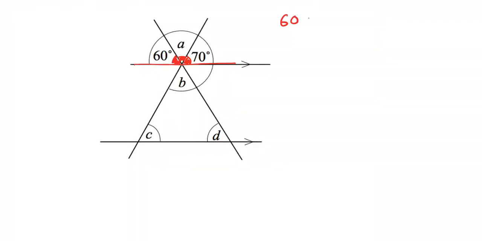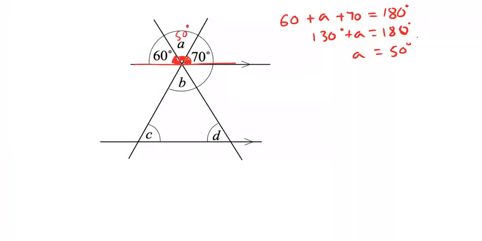Let's write some working down here. 60 plus A plus 70 is equal to 180 degrees. Well, 60 plus 70 is 130. So now if I take away 130 from 180, I'll be left with A. So A is going to be 50 degrees.